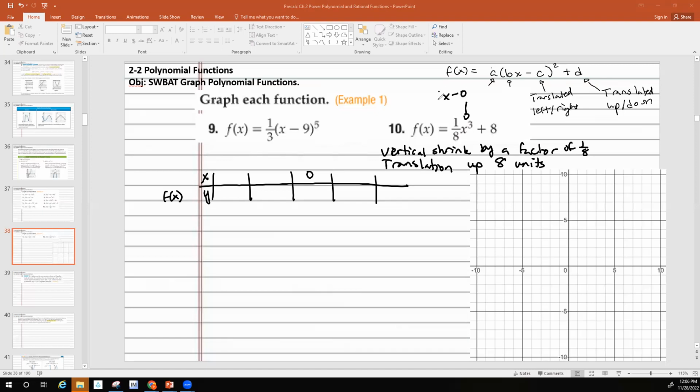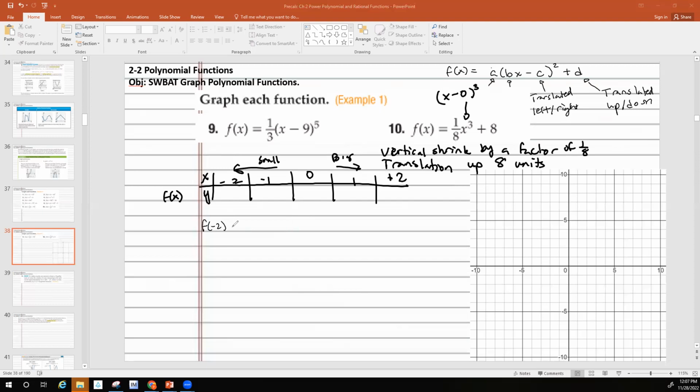All right. So that's why we're going to start with 0 and then smaller numbers and bigger. So -1, -2, +1 and +2. And then just plug those in. That's it. That's why tables are nice. If you can't remember how to graph something, just plug into the table.